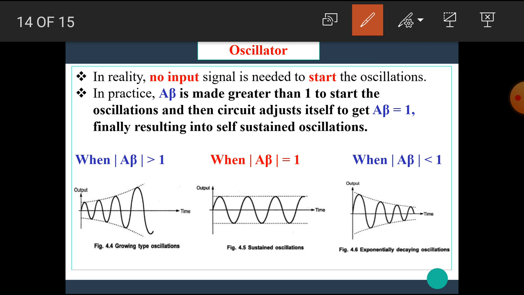Here the three conditions are shown. When magnitude of A into beta is greater than 1, we get growing type of oscillations. Okay, when magnitude of A into beta is equal to 1, we get sustained oscillation, that means constant amplitude and frequency. And if the magnitude of A into beta is less than 1, then we get exponentially decaying oscillations, like this.